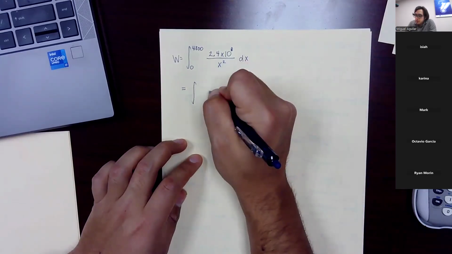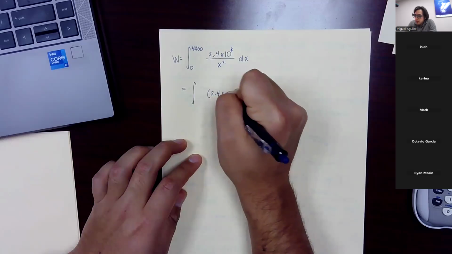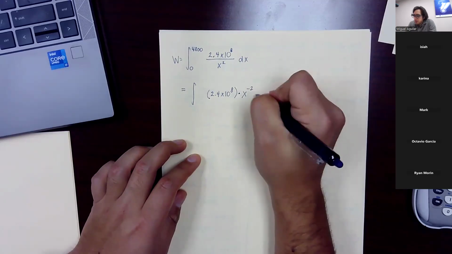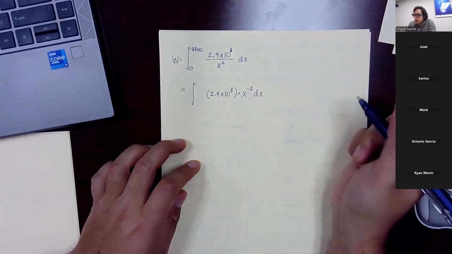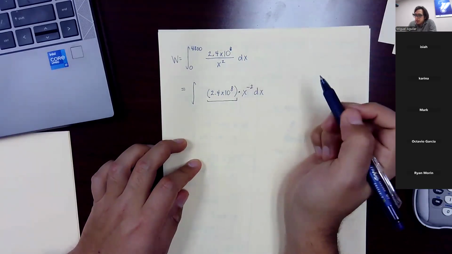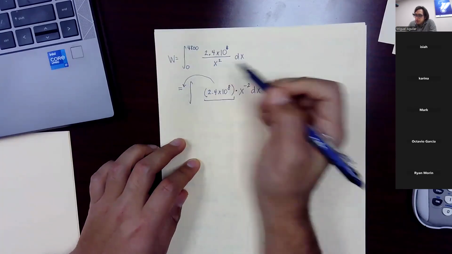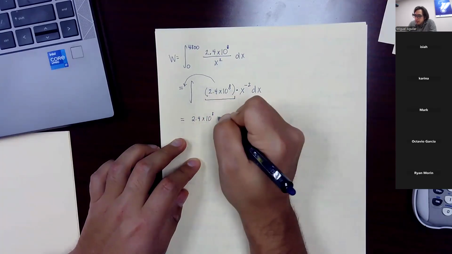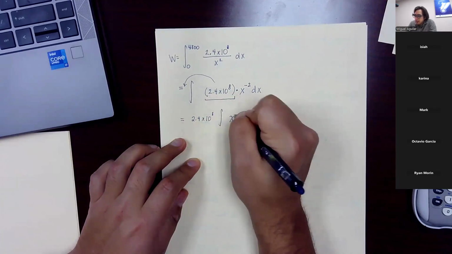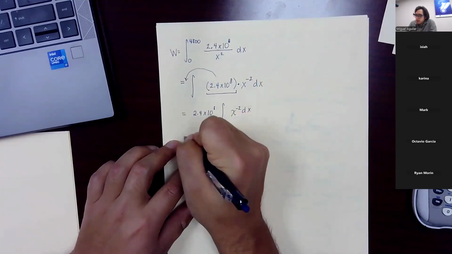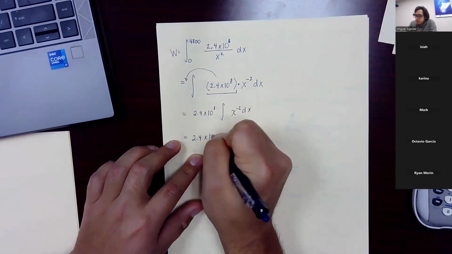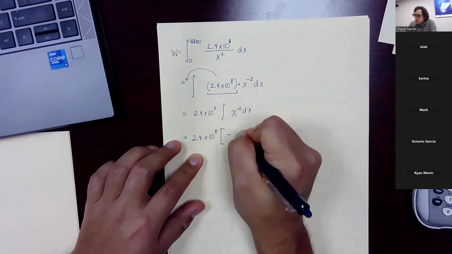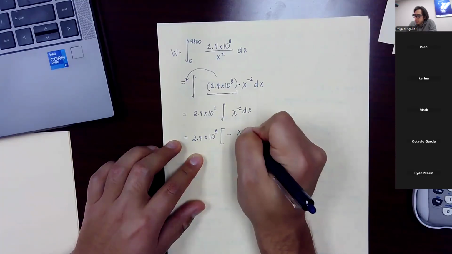Yeah, that's exactly right. So we're going to have some constant here, 2.4 times 10 to the 8th times x to the negative 2 dx. And then since this is just a constant factor, we can go ahead and pull that out of the integral, 2.4 times 10 to the 8th, and then integrate x to the negative 2 dx. So the integration should be pretty straightforward. Should be what, negative x to the negative 1 power?